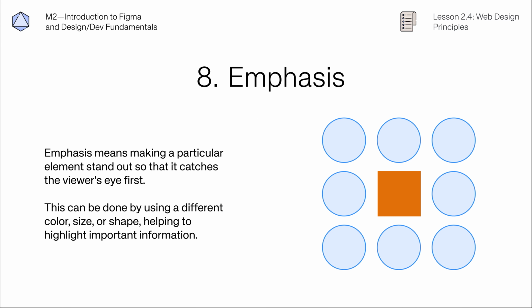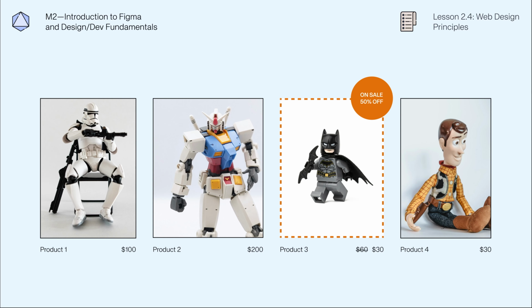Number 8 is emphasis. Emphasis means making a particular element stand out so that it catches the viewer's eye first. This can be done by using a different color, size, or shape, helping to highlight important information. For example, an e-commerce store can have a product that is on sale, and when you go to the collections page, you would see a lot of different products, but that product that is on sale would have a badge, maybe that says on sale or something like that, right? And that's emphasis, because they want to make sure that you notice that that specific product is on sale.